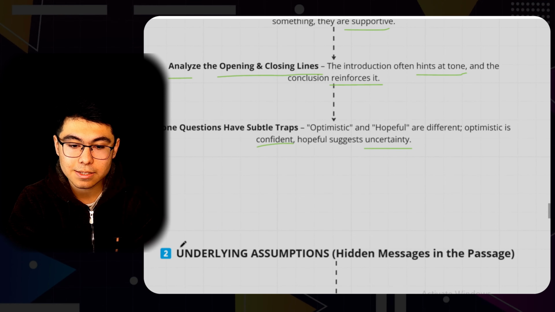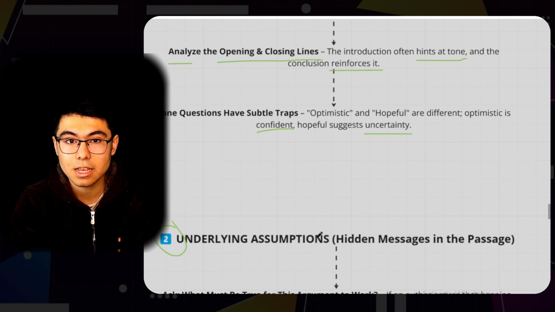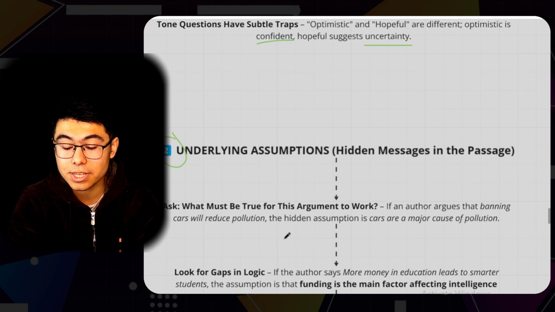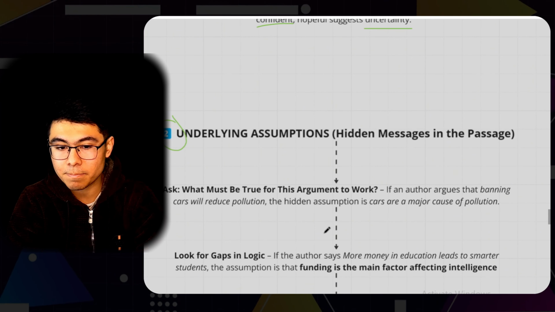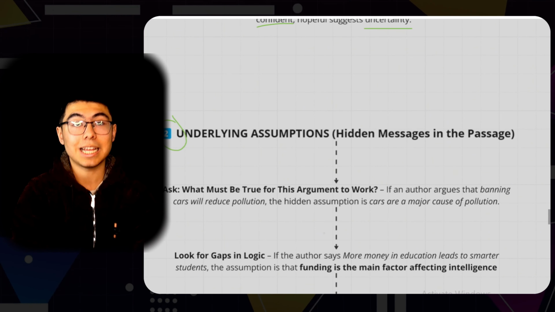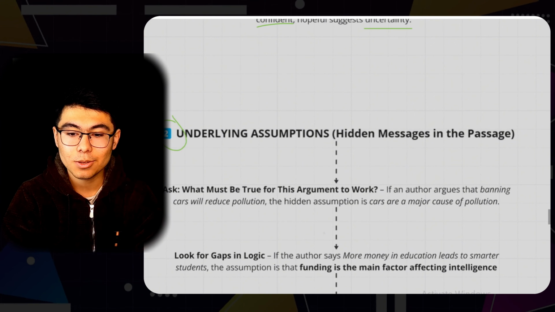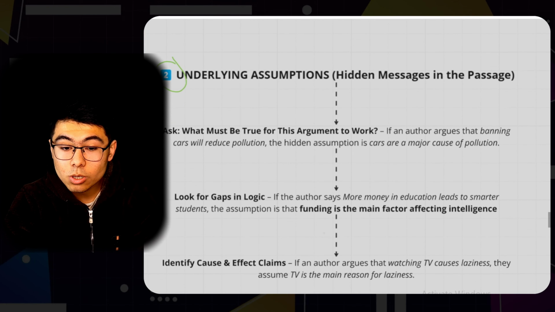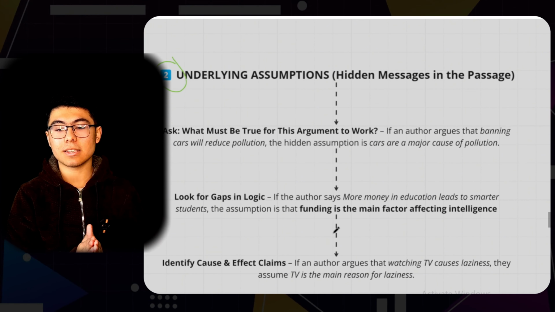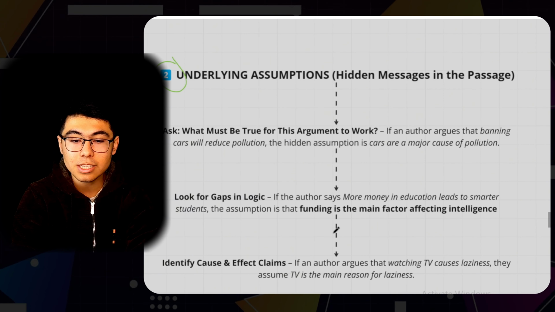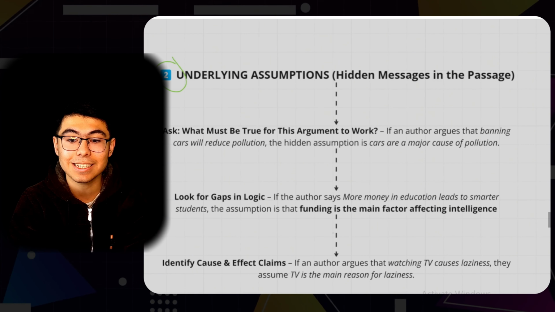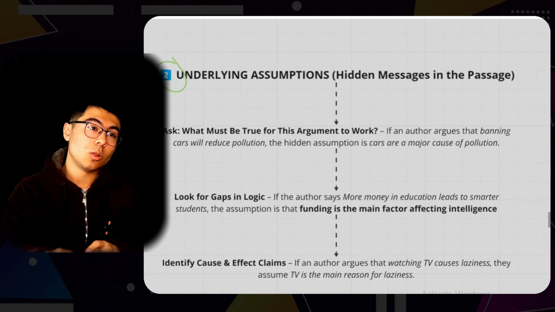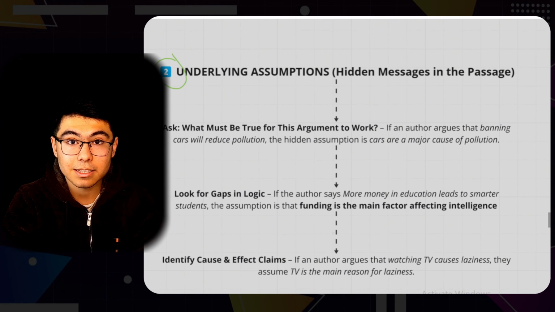Now let's move on to the second part, which is underlying assumptions, which are hidden messages in the passage. Ask yourself, what must be true for this argument to work? If an author argues that banning cars will reduce pollution, there is a hidden assumption there, which is that cars are a major cause of pollution. Also, look for gaps in logic. Usually in the text, if the author says more money in education leads to smarter students, the assumption is that funding is the main factor affecting intelligence, and it's about looking for that logic in the text.